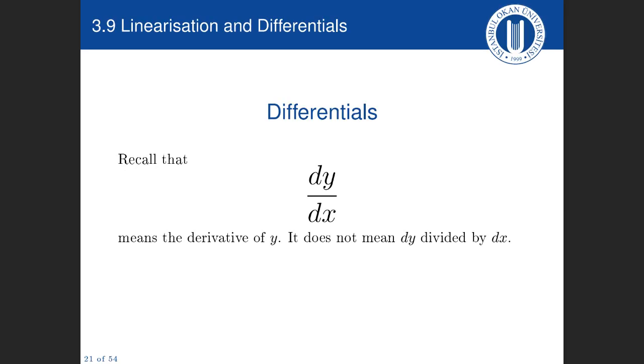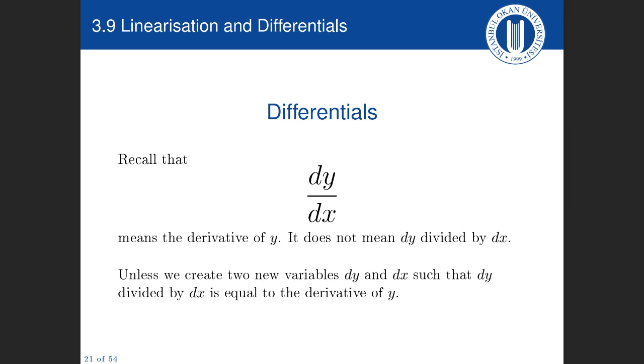So that's linearization. The second half of this section is about differentials. We've been writing dy dx for the derivative of y. Now, this doesn't mean dy divided by dx. This notation means the derivative of y with respect to x. But what if we did want it to mean dy divided by dx? How could we do that?